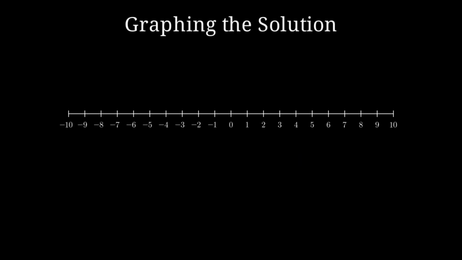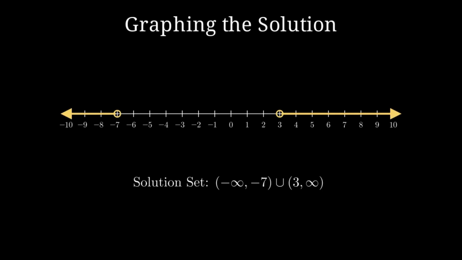The visual representation clearly shows two disconnected rays. This confirms our OR logic. Any number picked from these shaded regions will satisfy the original inequality, while numbers in the middle will fail.